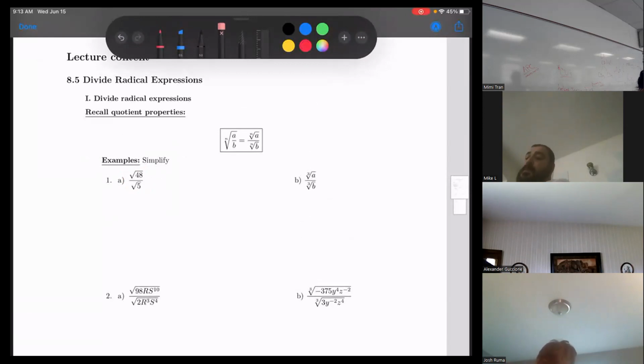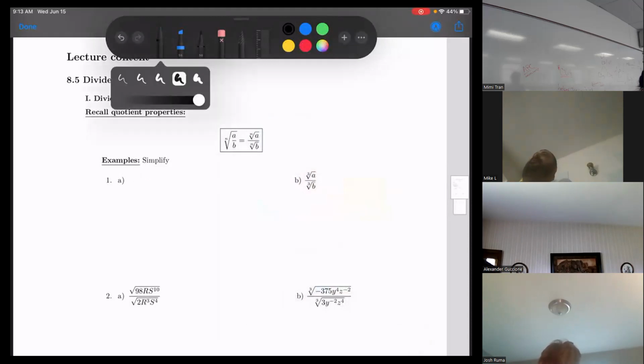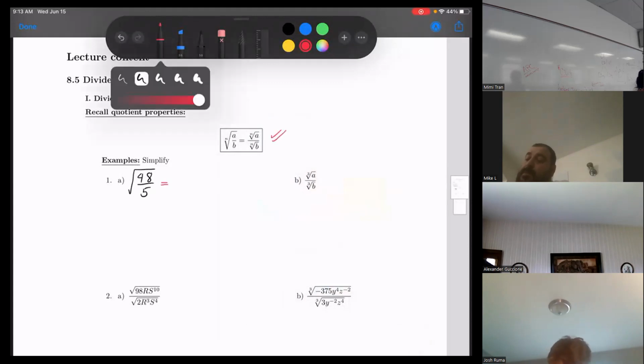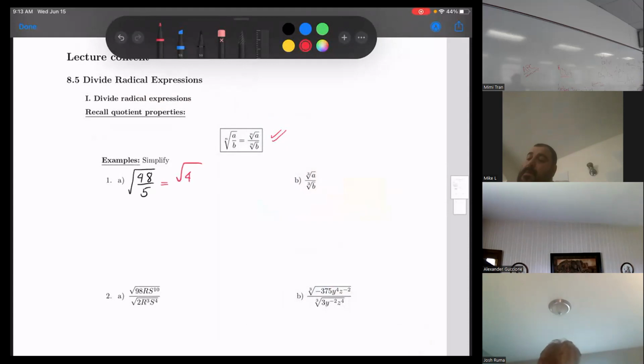Let me rewrite this. I'm going to cheat a little bit. Originally I meant the square root of 48 over 5, and then your job is to split it apart using this rule. So it's the square root of 48 divided by the square root of 5. Unless 48 divided evenly by 5, then you'd simplify right away. But because it doesn't, we split into two roots. The square root of 5 is just the square root of 5. Nothing I can do, that's prime.